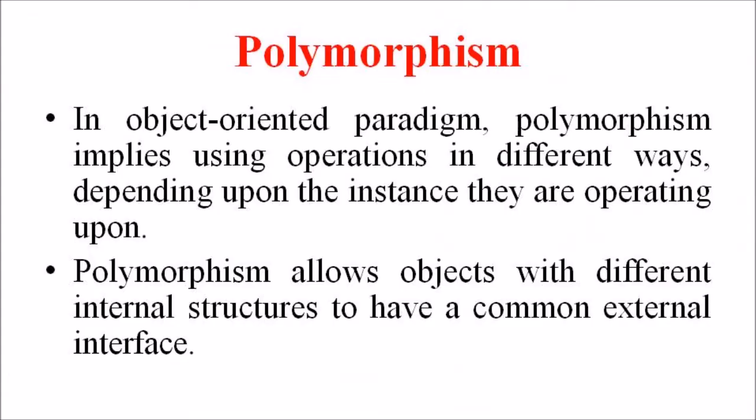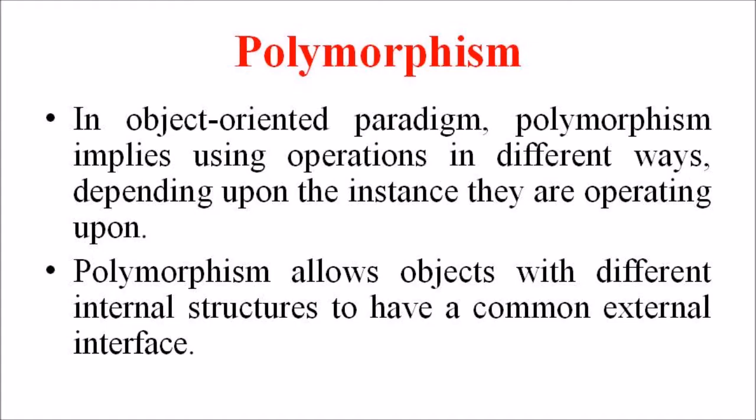Polymorphism is originally a Greek word that means the ability to take multiple forms. In the object-oriented paradigm, polymorphism implies using operations in different ways depending upon the instance they are operating upon. Polymorphism allows objects with different internal structures to have a common external interface. Polymorphism is particularly effective while implementing inheritance.